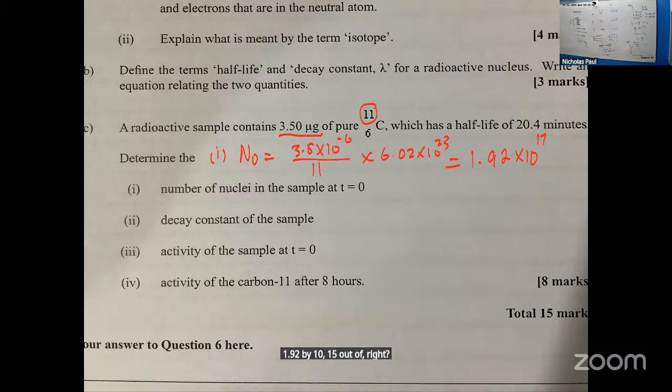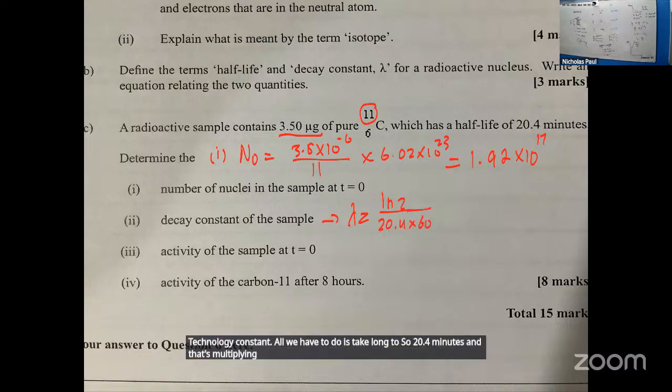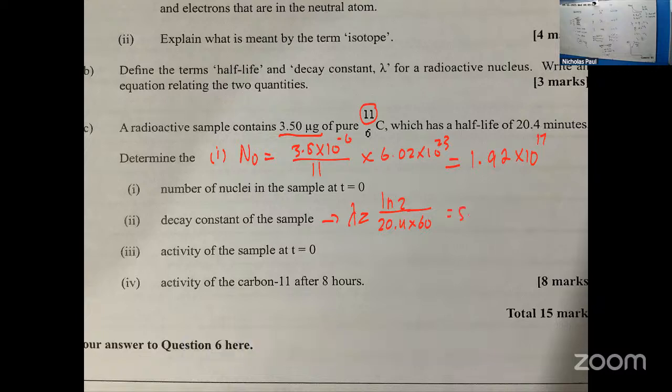They want the decay constant. To get the decay constant, all we have to do is take ln 2 over the half-life. So 20.4 minutes, multiplying it by 60, right? What you got? 5 points.